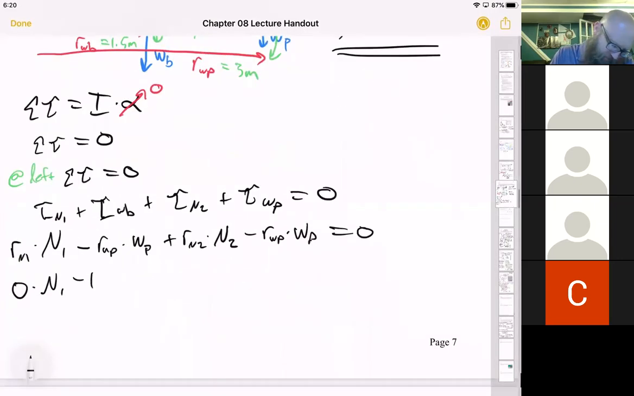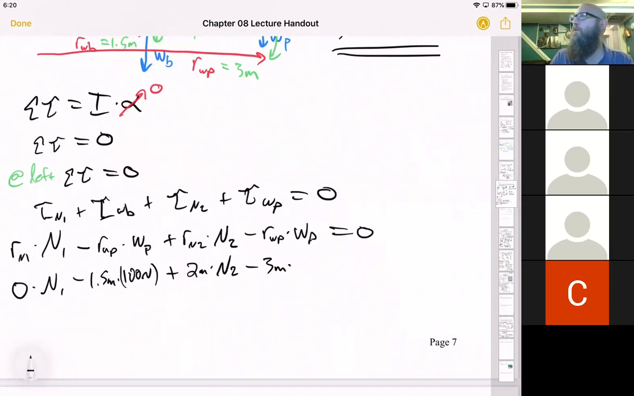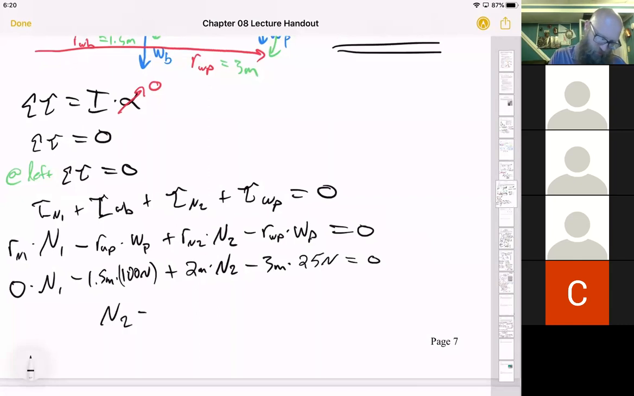1.5 meters times 100 newtons. We were given the weight directly, not the mass this time. Plus, what was this? 2 meters times normal 2 minus 3 meters times the weight of the paint can. What was the weight of the paint can? Over here. Oh gosh, what am I doing? 25 newtons. Okay, great. So we can solve this then for normal 2. And what I get for normal 2 is 110 newtons.